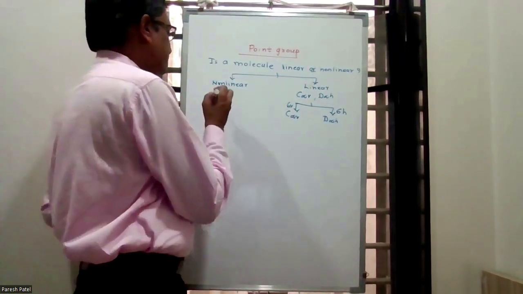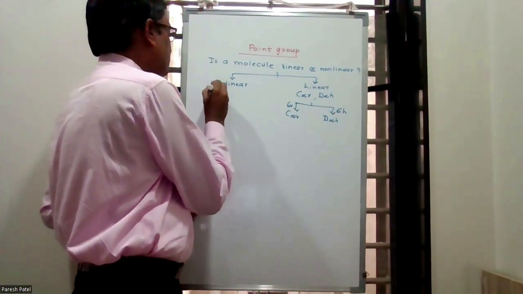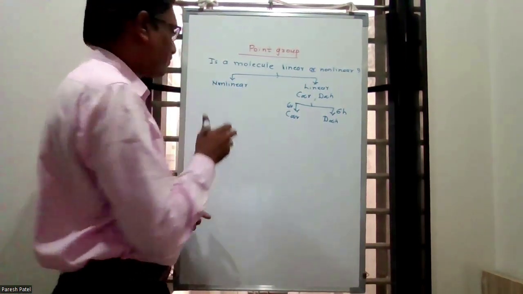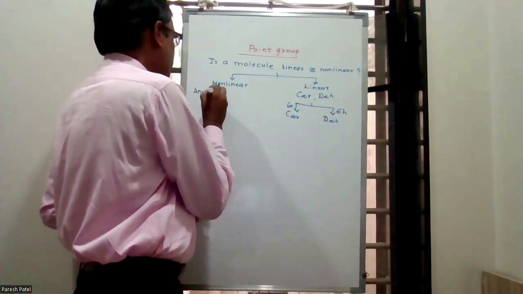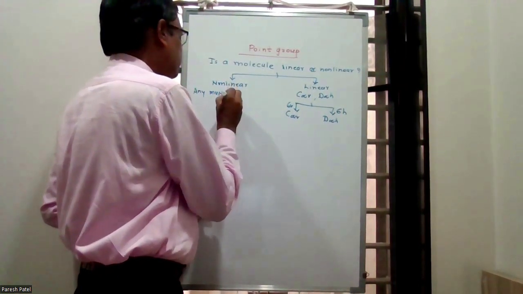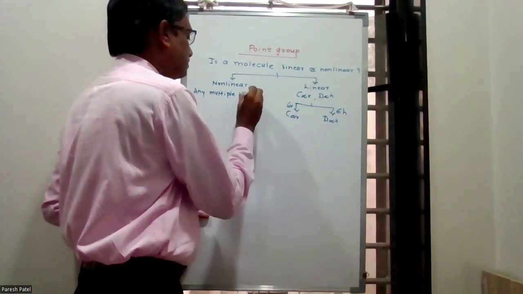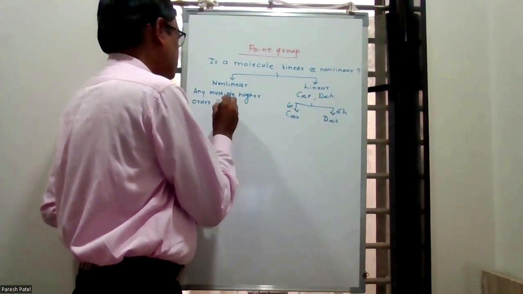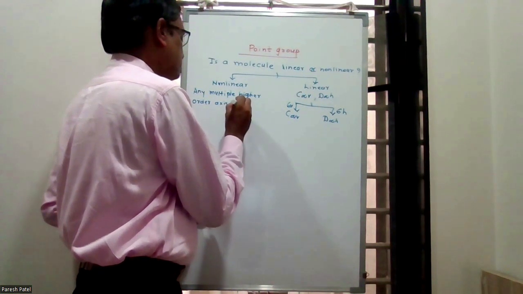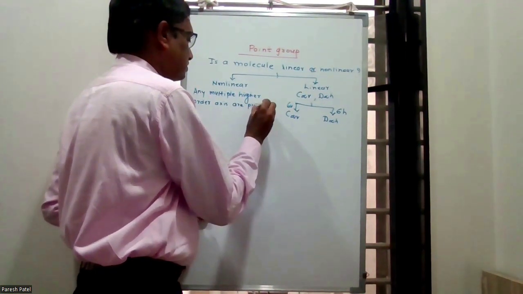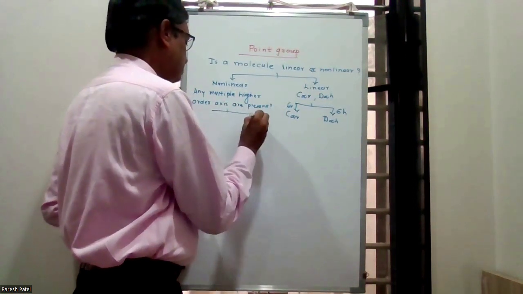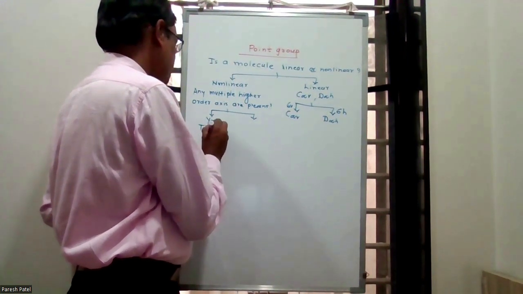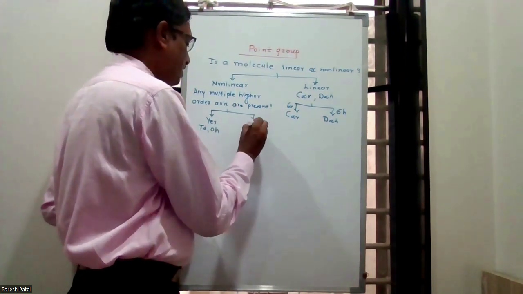If it is non-linear, then we have to ask: are any multiple higher order axes present? If yes, then the Td and Oh point groups may be present.